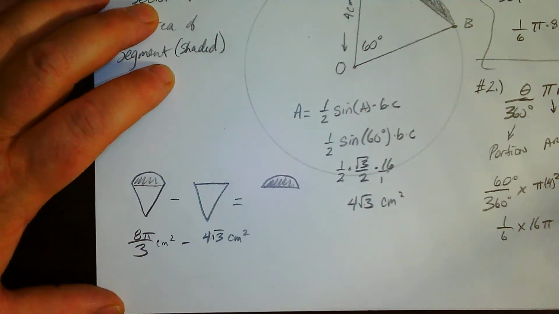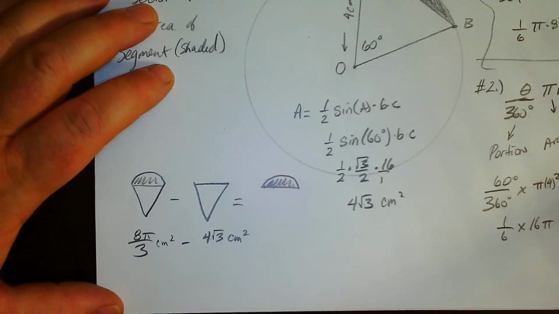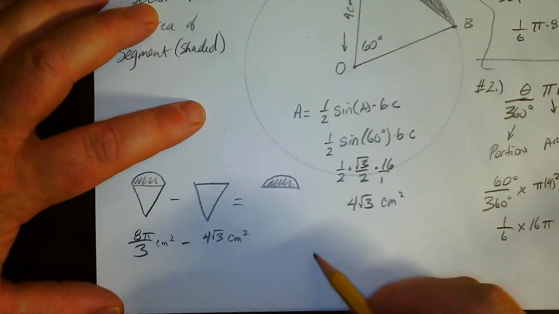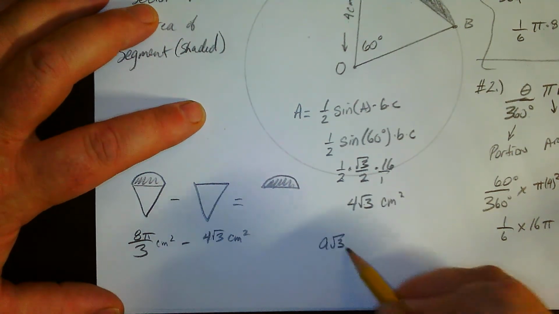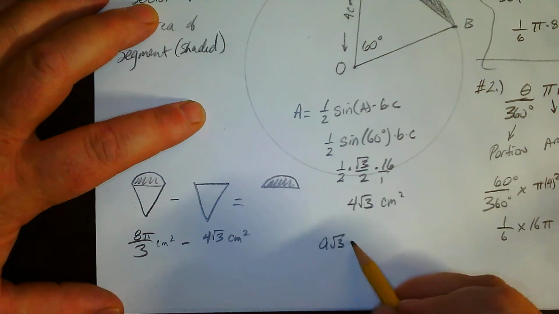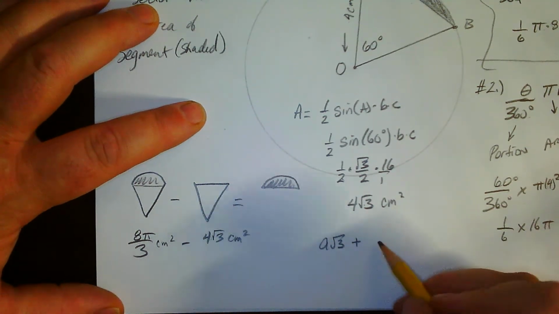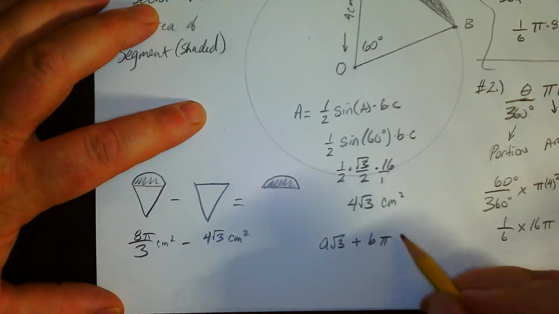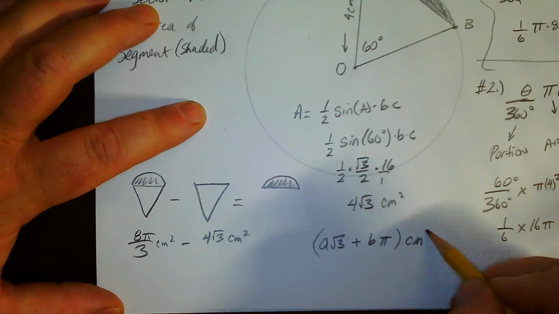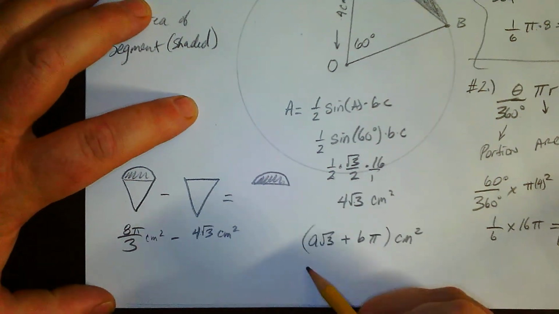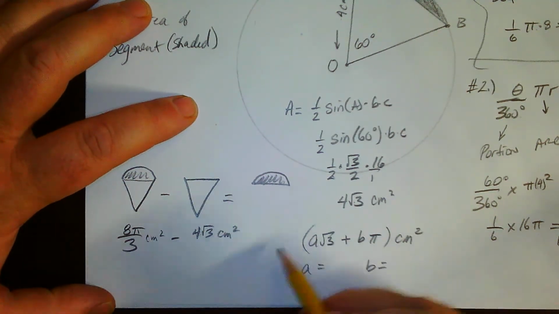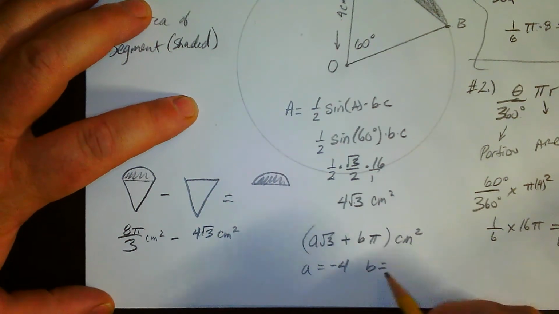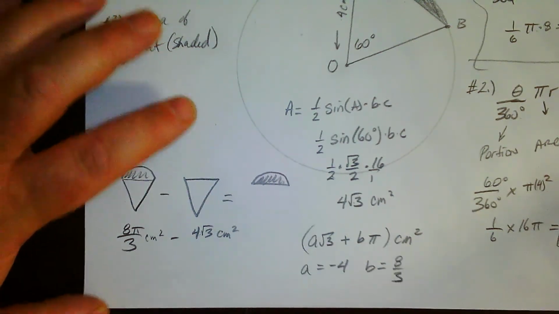Centimeters squared. So in fact, the way some of these questions are actually worded is it will say, show that the area of the segment is something like A root 3 plus B pi centimeters squared. And it will ask you, what are the values of A and B? Well, here A would be -4 and B would be 8 over 3, like that.